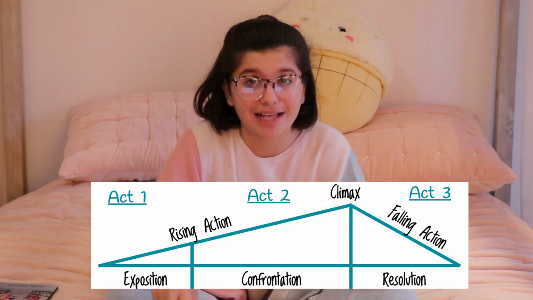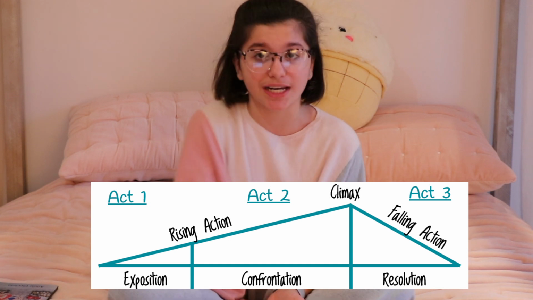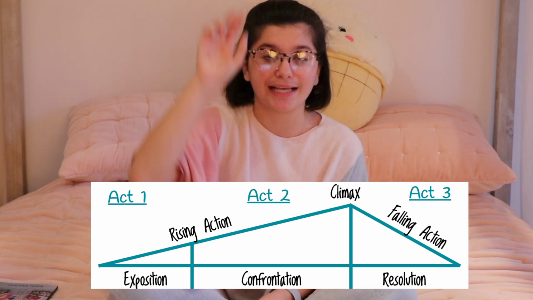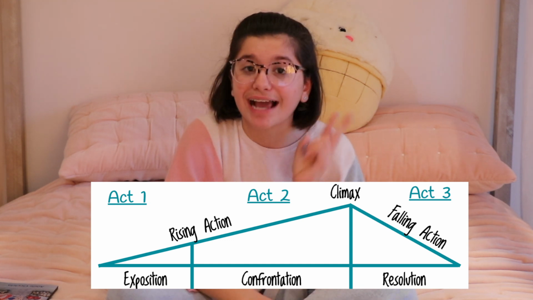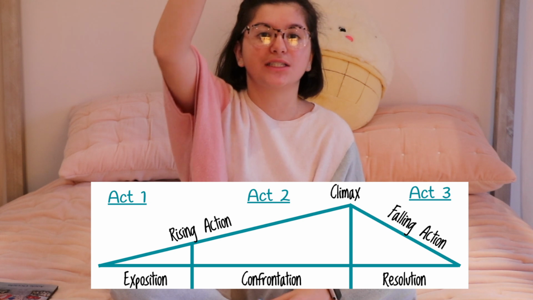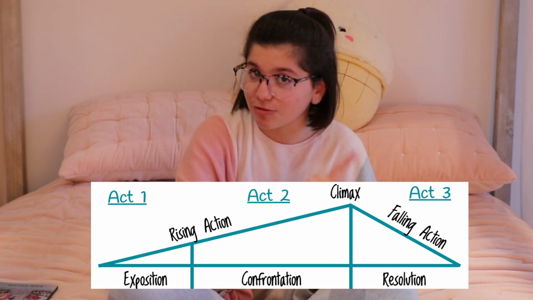The second rising action and climax, which is like the big event that happens, the confrontation, everything that's been building up to this one moment, that is the climax. And those both take place in Act 2. Act 3 is everything that happens after the climax. It's when all the tension is starting to fall. So that's the falling action and the resolution.